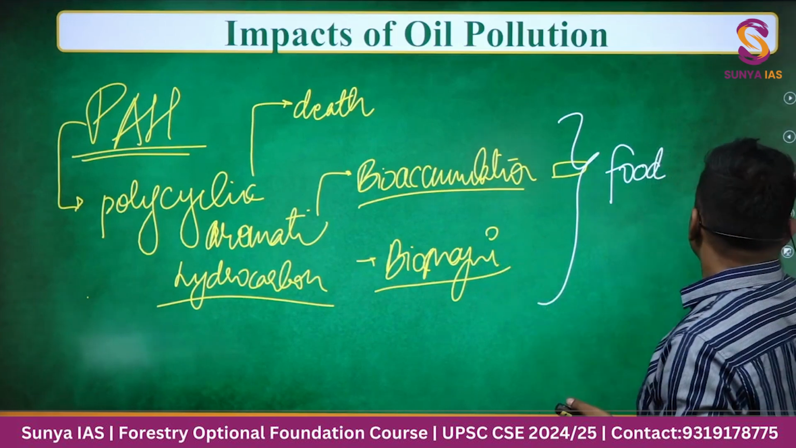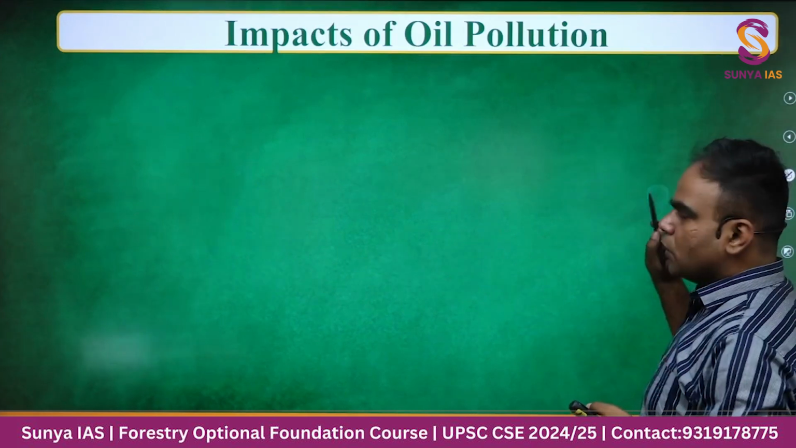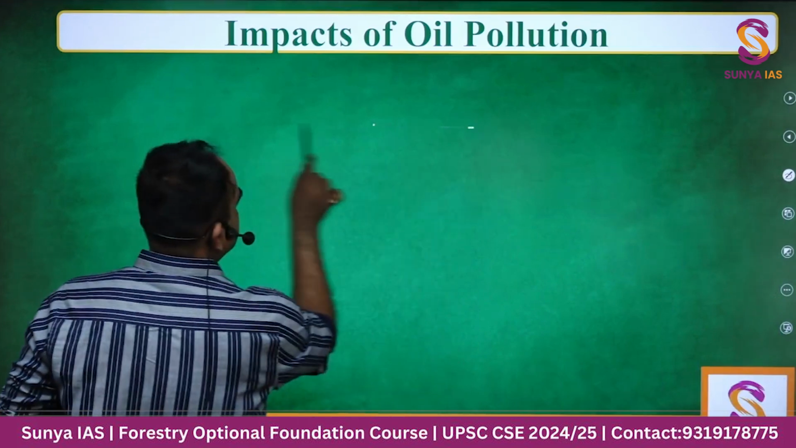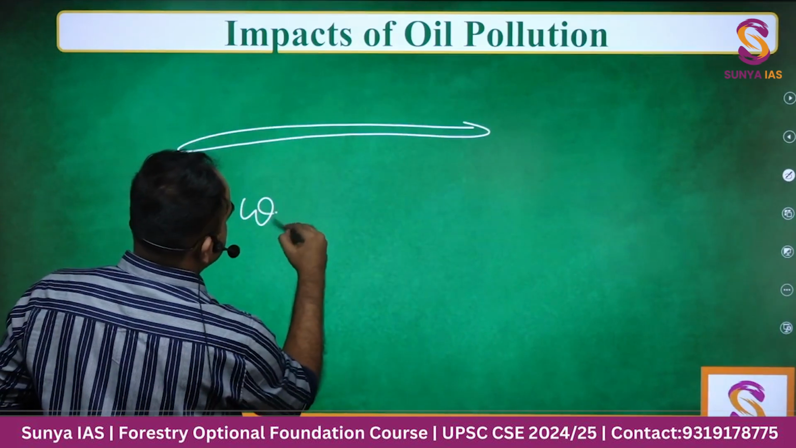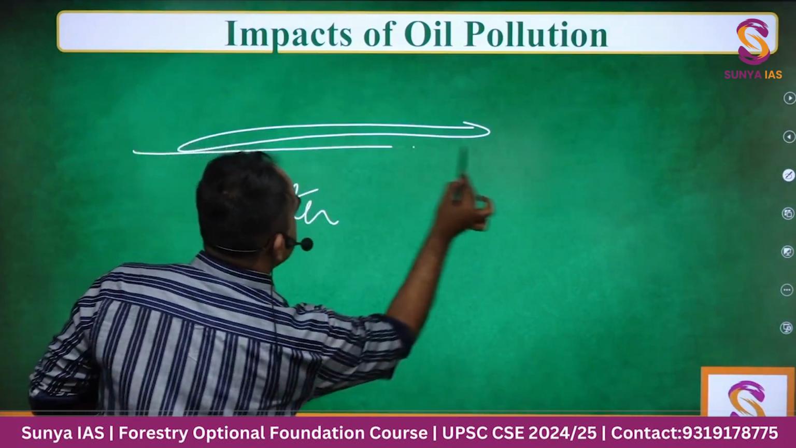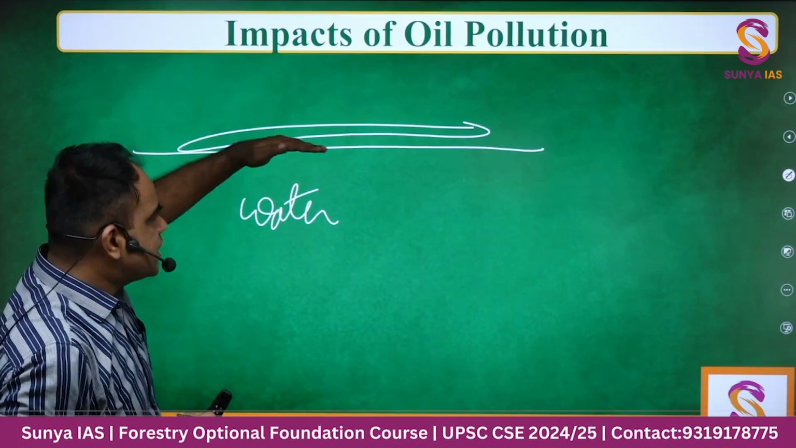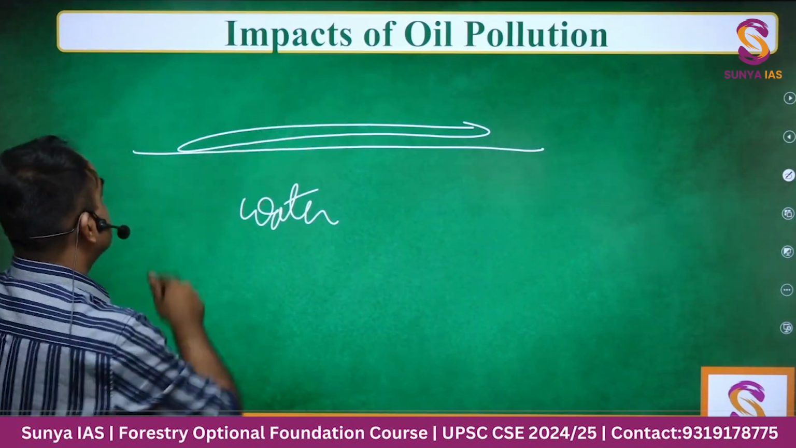Second thing that you need to know here is, again, if there is an oil spill, so this is the layer of water, and on top of that there is a layer of oil. This is the sun.